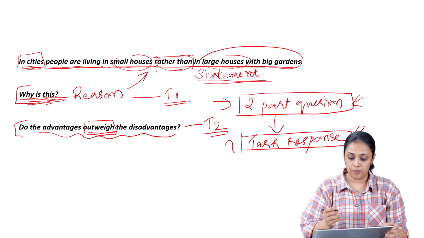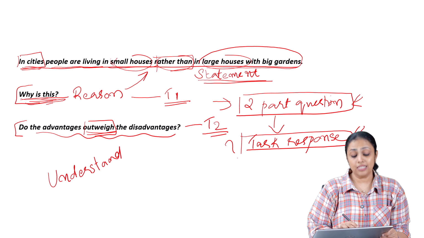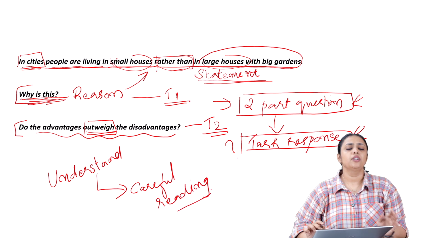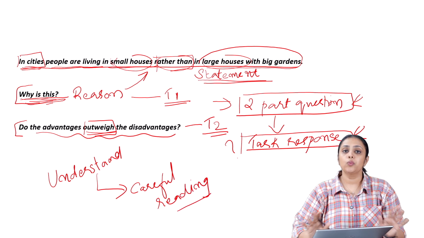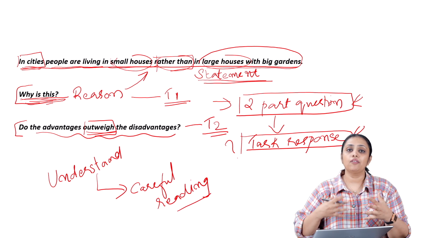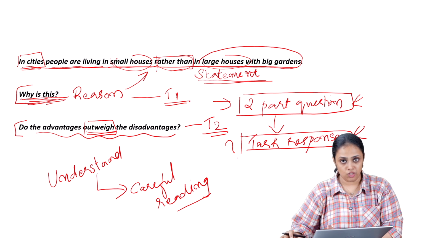So the first step is understand the task. How to understand the task? By careful reading. Okay. Now we have carefully read, we have understood the statement, we have understood the task, and we have understood how our essay should be, how our response should be.